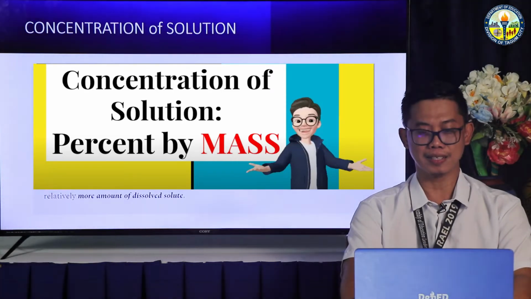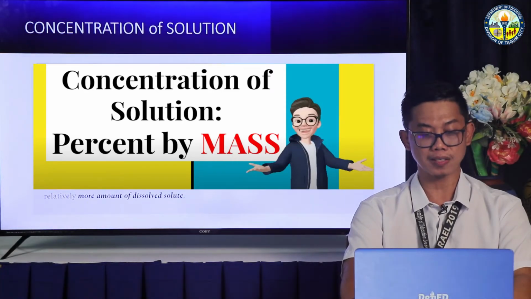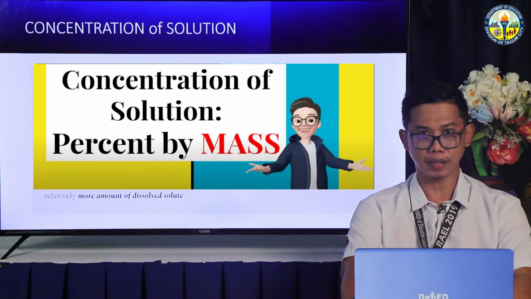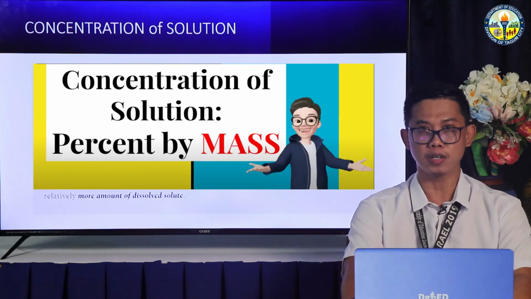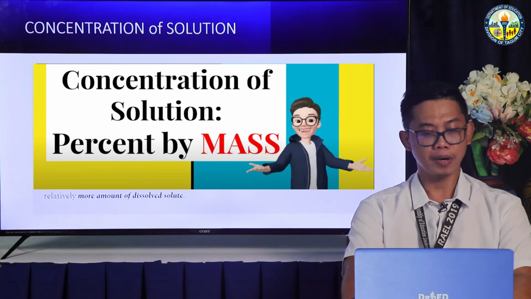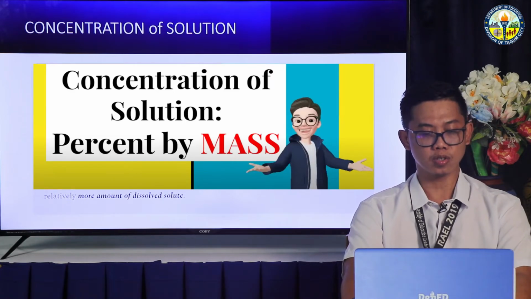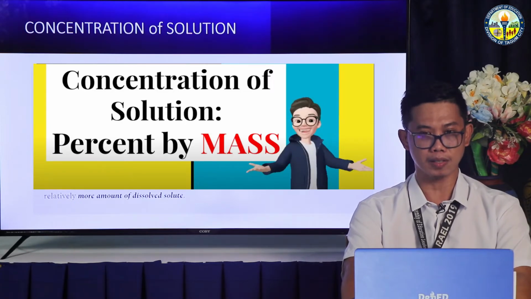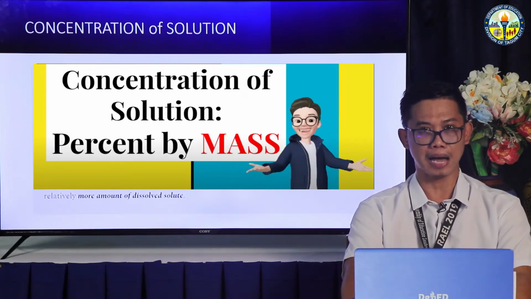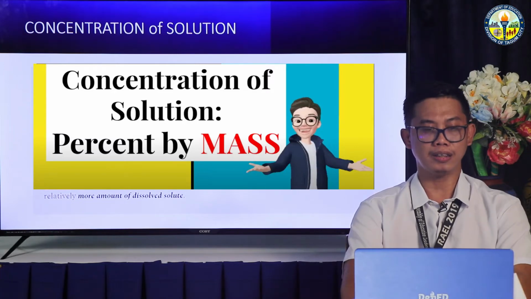Let's try this example picture. Can you guess if the solution is concentrated or a dilute kind of concentration? Great! By merely seeing its colors, just like what we have discussed last time, once the solution is concentrated, there is more solute, while a dilute solution means that there is less amount of solute in the solution.